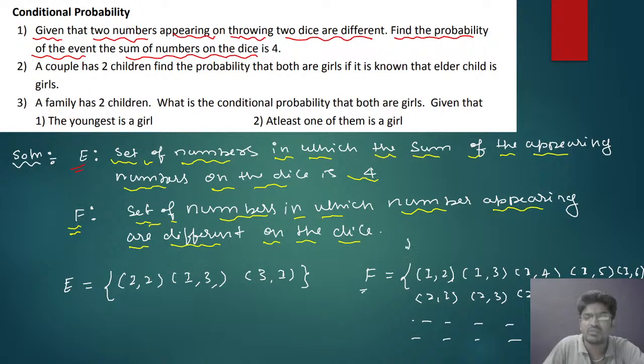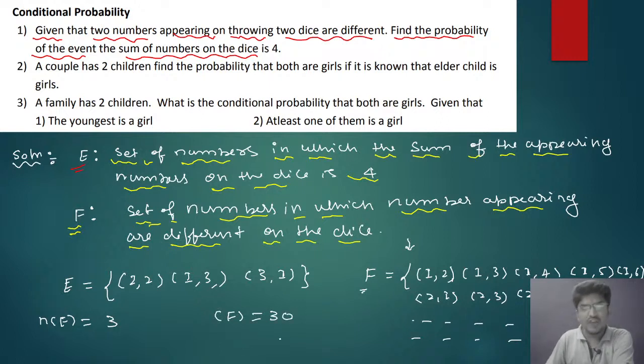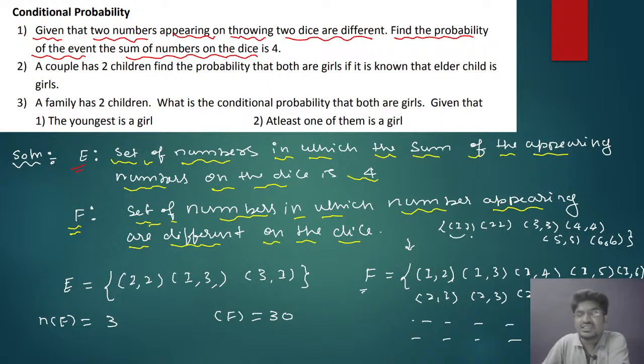So can you tell me how many elements will be in F? How many ordered pairs are going to be there in the set F? n(E) is 3. n(F) will be 30, because the pairs (1,1), (2,2), (3,3), (4,4), (5,5), (6,6) will not be in the set F. These elements are not going to be in F. That's why n(F) is 30 and n(E) is 3.